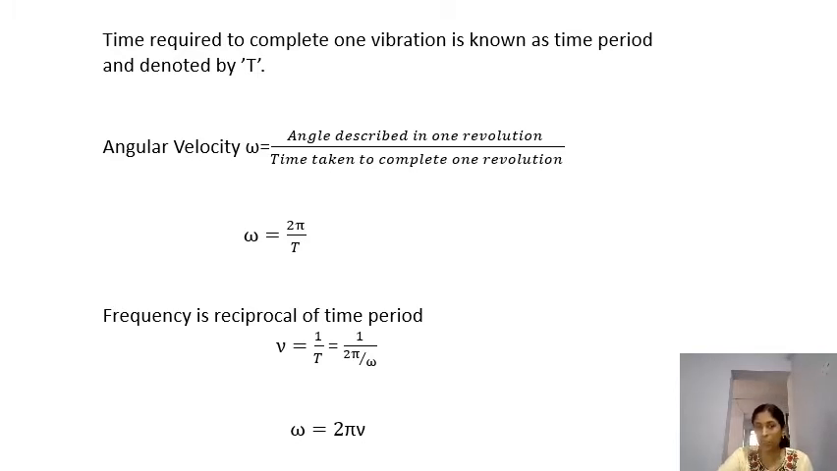Next one is frequency, which is the reciprocal of the time period. Mu is equal to 1 divided by capital T. Omega is equal to 2 pi mu. So with respect to the formula, omega is equal to 2 pi divided by T, and mu is equal to 1 divided by T. From this we can simplify it as omega is equal to 2 pi mu.